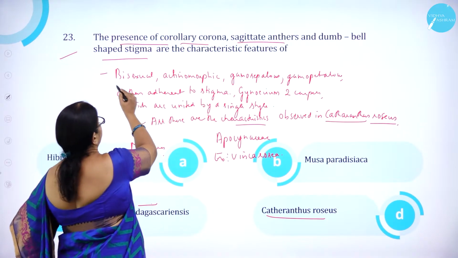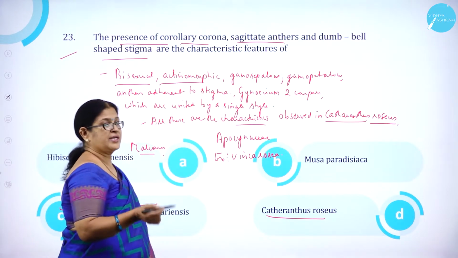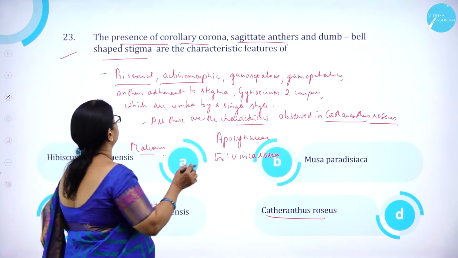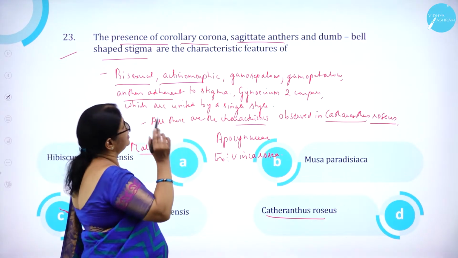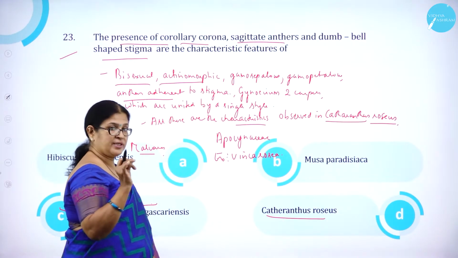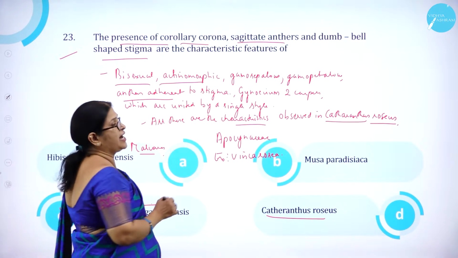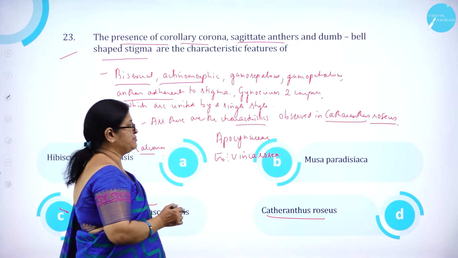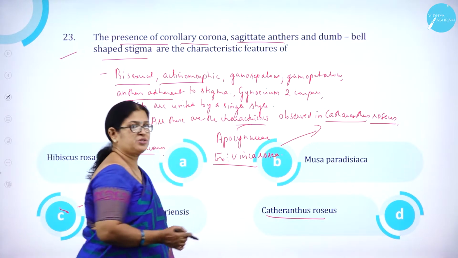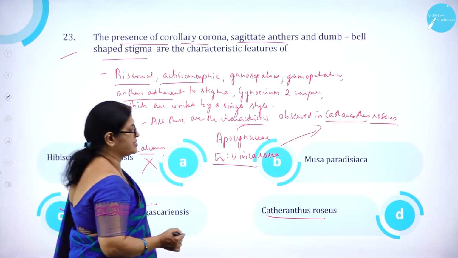Here we find that the flower is bisexual, actinomorphic, gamosepalous, that is the sepals are fused, gamopetalous, that is the petals are fused, and the anthers are sagittate anthers adherent to the stigma. The gynoecium has two carpels which are united by a single style. All these are the features observed in Vinca rosea, that is Catharanthus roseus, which belongs to a family called Apocynaceae. So option A, Hibiscus rosa sinensis is wrong.